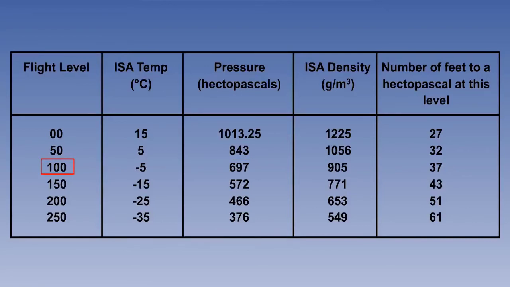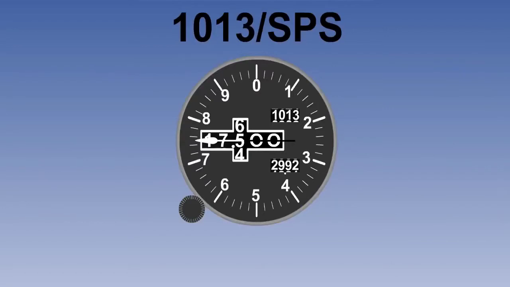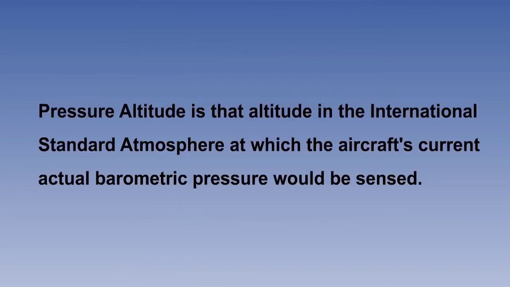The ISA atmosphere is based on a surface pressure of 1013 and a defined temperature lapse rate. Our altimeter is calibrated to the same law. Therefore, if you set 1013 and don't correct for temperature, when it senses 697 hectopascals, it reads 10,000 feet. This is the same thing as pressure altitude.